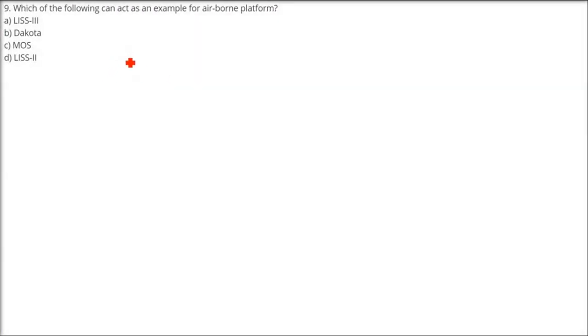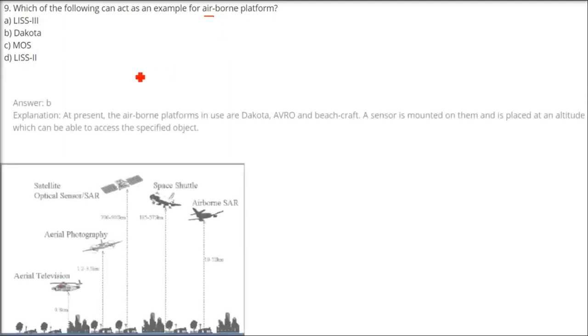Which of the following can act as an example of an airborne platform? Airborne is some platform in the air. For example, aircraft, or a balloon. These are all airborne. If you go to water, it will be waterborne. If you are standing on the ground, it's, say, ground-borne.